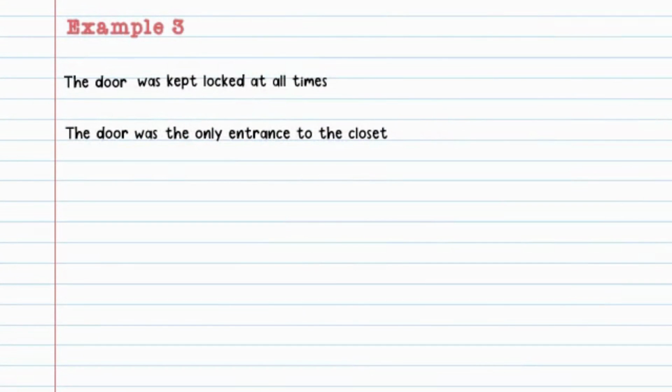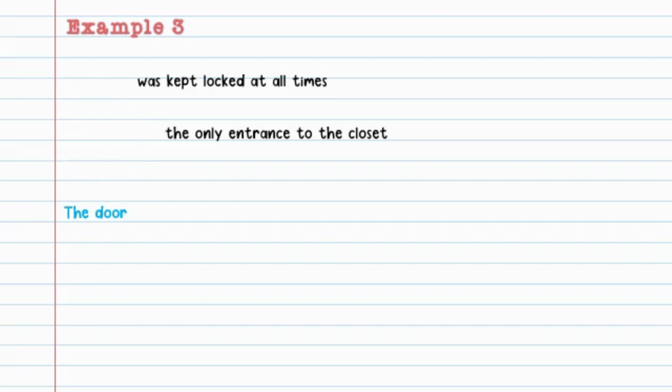Okay, now let's take a look at example 3. There are two sentences. The first one is: the door was kept locked at all times. And the second one: the door was the only entrance to the closet. So, which one is the additional information? As usual, because the second sentence is more specific, the second sentence will become the additional information. And because these two sentences have the same subject and verb, one will be deleted. The second one will be gone.